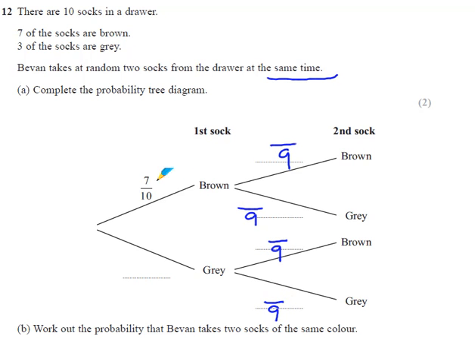Okay, now on the first pick, the probability they're brown, because there are 7 of them, is 7 out of 10. There's 3 grey socks, so the probability it's going to be grey is 3 out of 10. If there's 7 brown socks on the first pick, that's going to reduce down to 6 out of 9. The greys are going to stay the same as 3 out of 9. If, however, he picks a grey sock out first, then the 3 will reduce to 2 for the grey, and the brown will remain the same at 7.